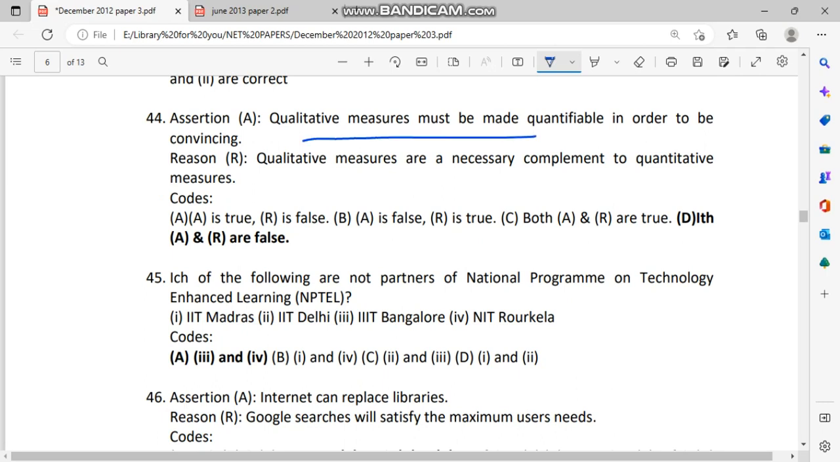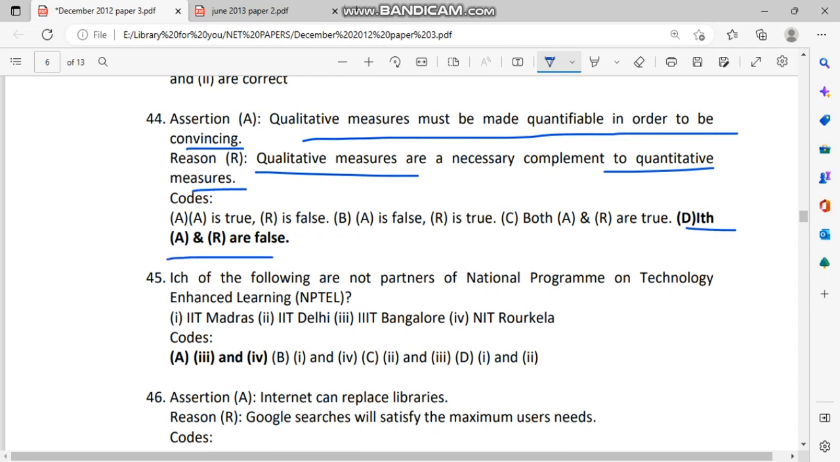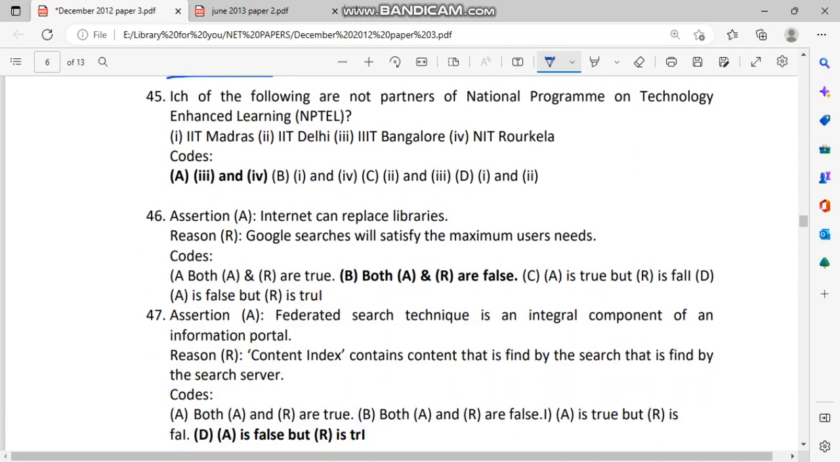Qualitative measures must be made quantifiable in order to be convincing. Reason, qualitative measures are a necessary complement to quantitative measures. A and R are false. Which of the following are not partners of National Program on Technology Enhanced Learning? That is, IIT Bangalore and NIT Roorkee.